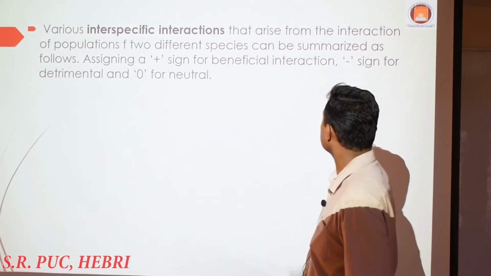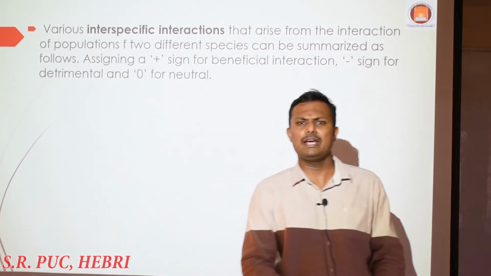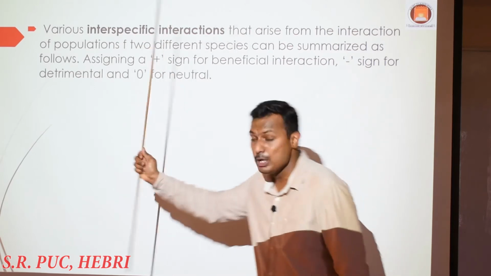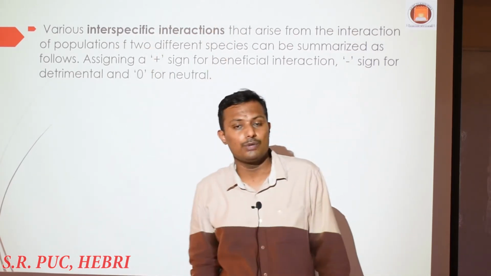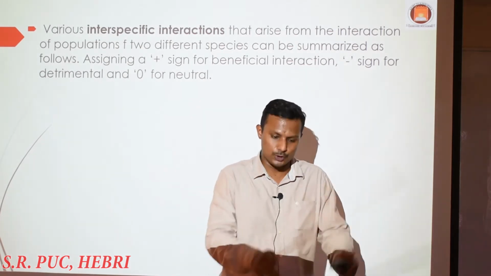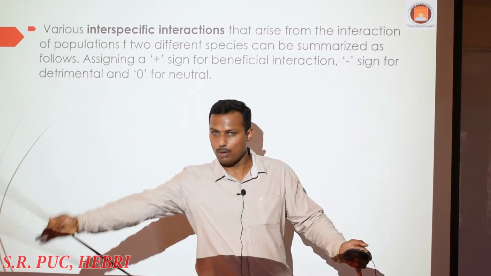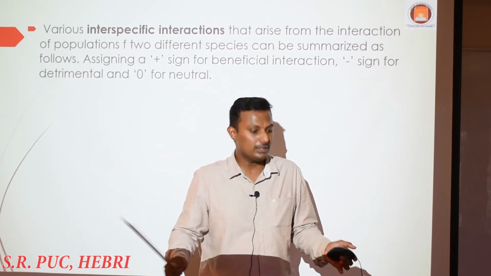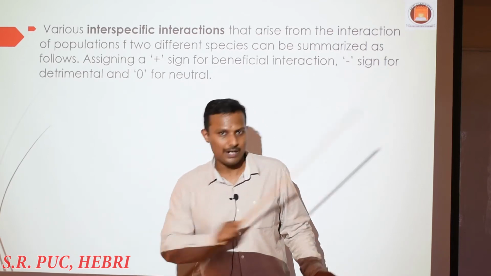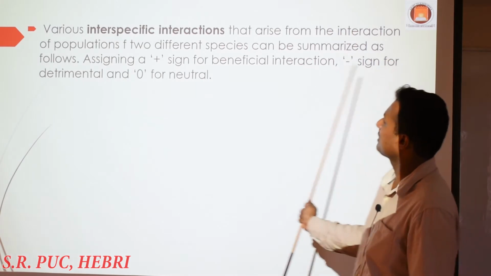Interspecific interactions arise from the interaction of the populations. See, again, it is nothing but the same. It implies the same. Population interaction and interspecific interaction are the same, because a population is a group of one species. When one population interacts with the other population, it also means one species interacting with the other species, right?